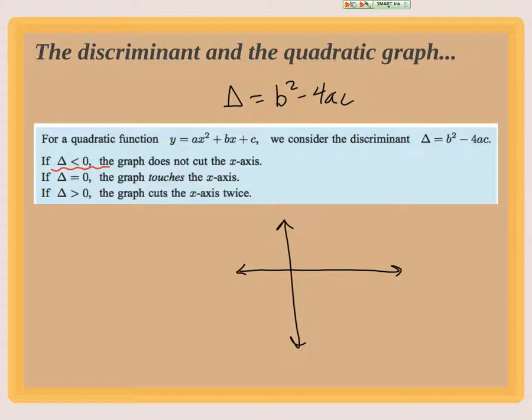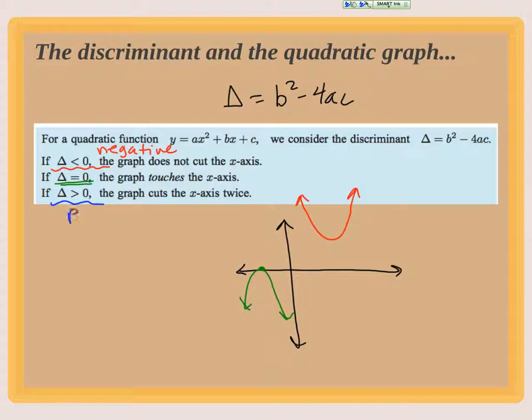So if your discriminant is less than 0 or negative, that means it does not touch the x-axis. Remember, if it's negative, there's no solution, right? So it doesn't touch at all. So maybe your graph looks something like this. Doesn't touch at all. No solutions. If it equals 0, there was one solution, right? So it's going to touch the graph just one time. Maybe it looks something like this. So that would be just one solution, touching just once.